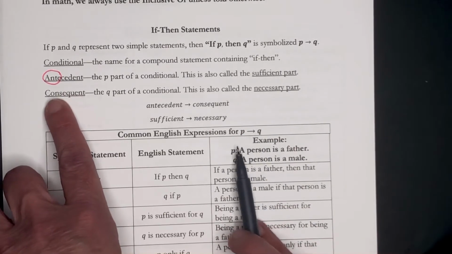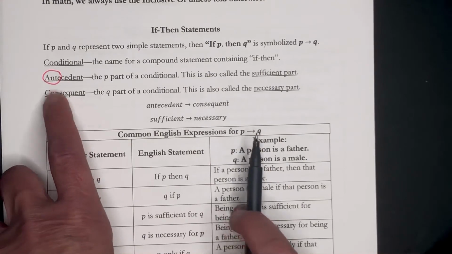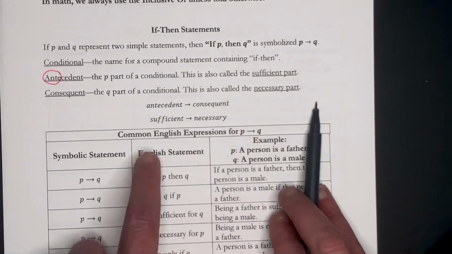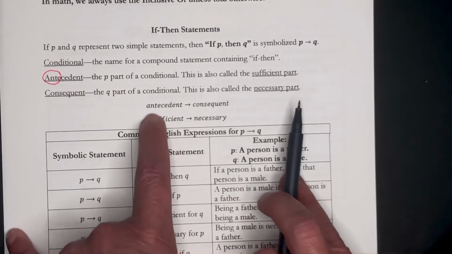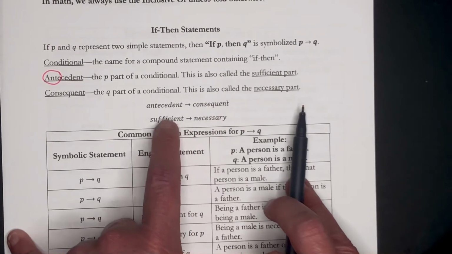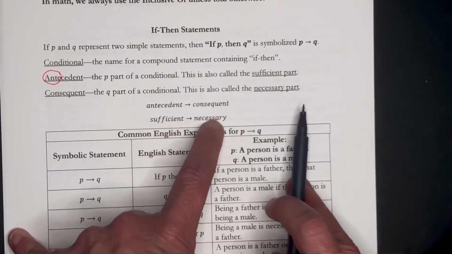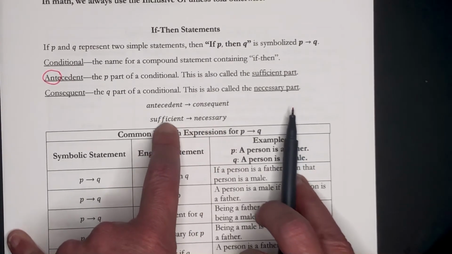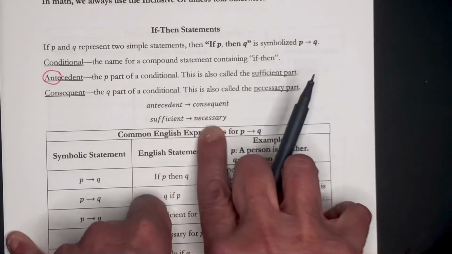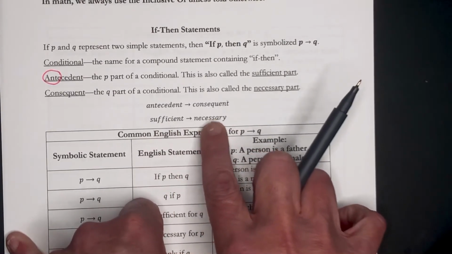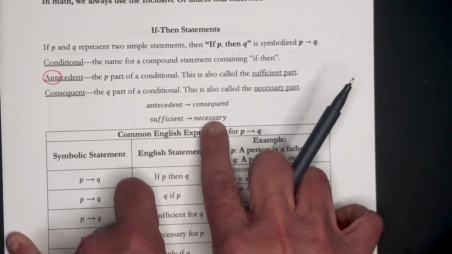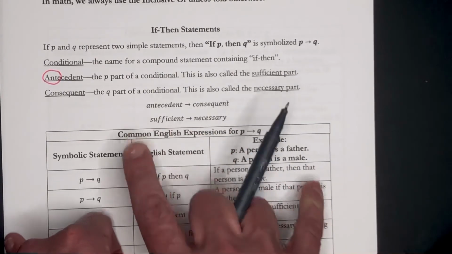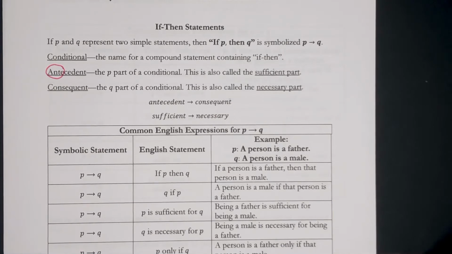Consequent, you can think of consequences. They come after you do something. The consequent is the Q part, and it is also called the necessary part. Basically, the antecedent goes to the consequent, and you could also say this is sufficient going to necessary. What this is saying is if we know this part is true, then that's enough. It is sufficient to say this part. And for this part, we'd say, well, this better be true, or this one cannot possibly be true. It is necessary that this part be true in order for that part to be true. That will probably make more sense as we get a bit more practice.